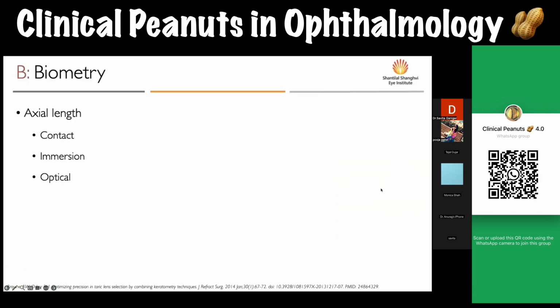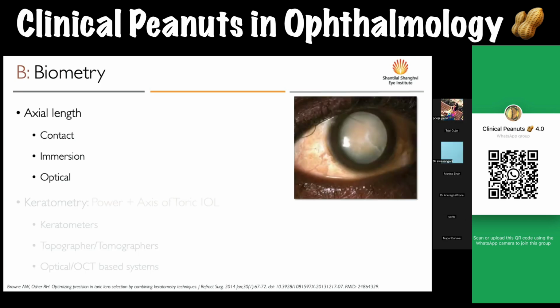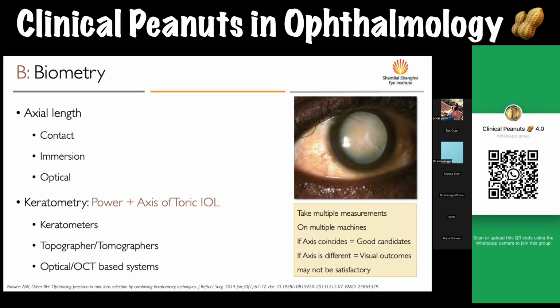The second thing that we have to consider when we're planning toric lenses is biometry. Biometry is essentially two main things: axial length and keratometry. Most optical biometers are typically sufficient for measuring axial length, and even immersion biometry can be very useful, especially in these hard, dense brunescent cataracts. But what is more important in toric lenses is, of course, keratometry, because this is the single most crucial parameter for calculating toric intraocular lenses.